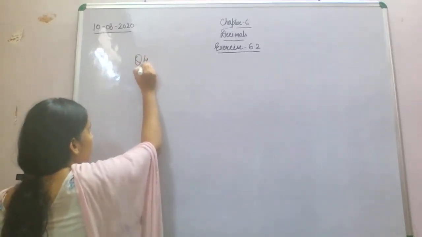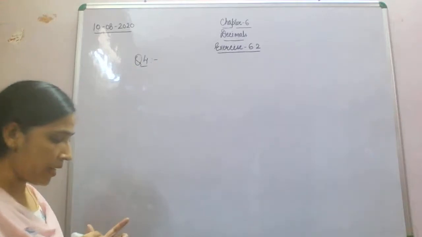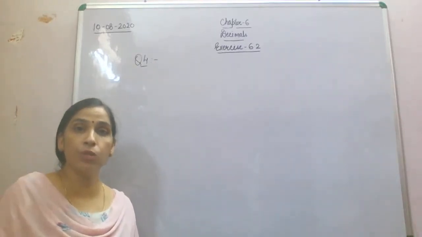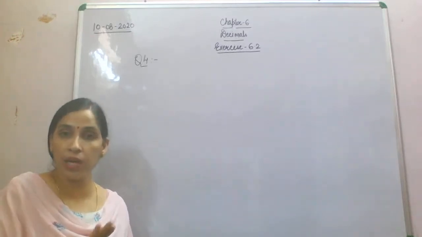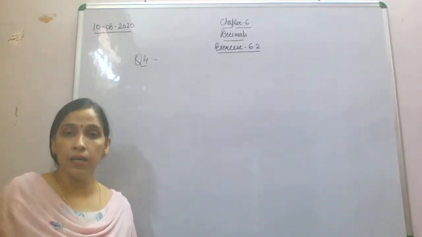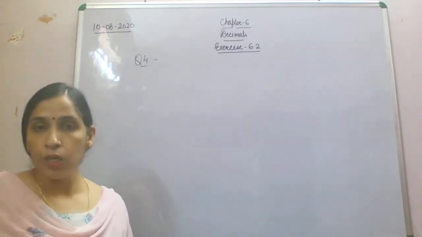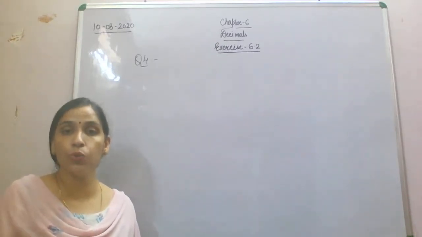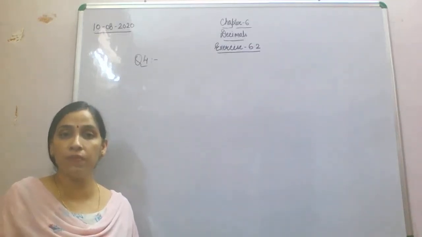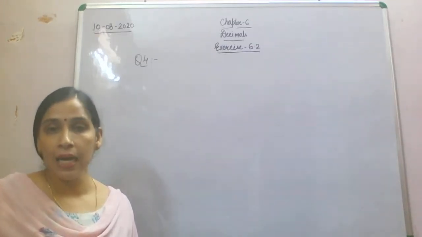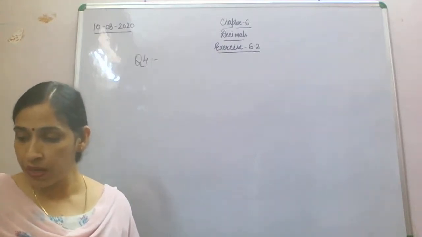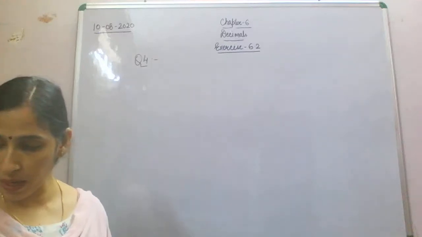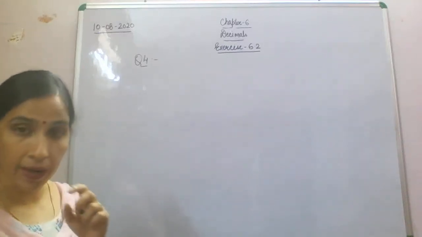Question number 4. Now it is not that you have to make one common place value chart for all the numbers. You can make a common place value chart, as well as you can make a separate place value chart for each, and then you can write their particular place values. Fine. Now let's start with A part.